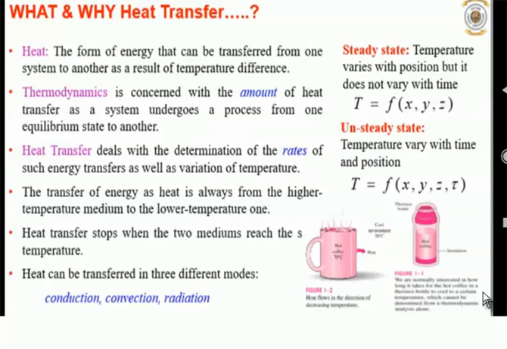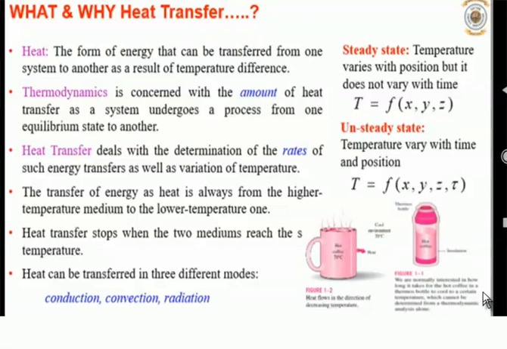So first, heat. What is heat? It is a form of energy. Heat is a form of energy that can be transferred from one system to another system as a result of temperature differences. That means if there is a temperature difference between two systems or two substances, then heat is transferred from one system to the other.